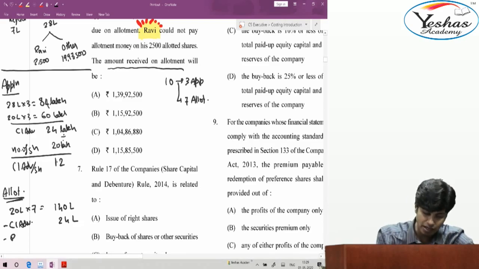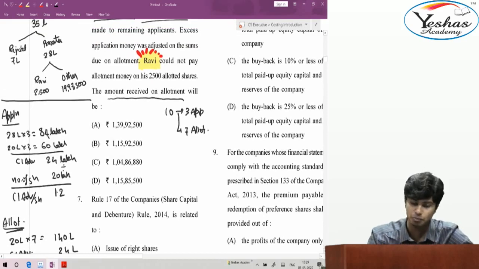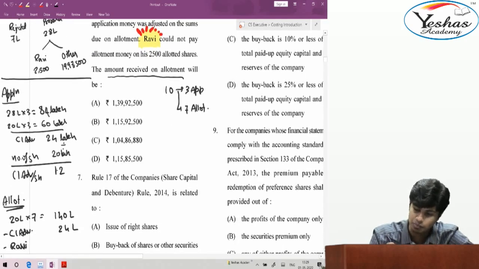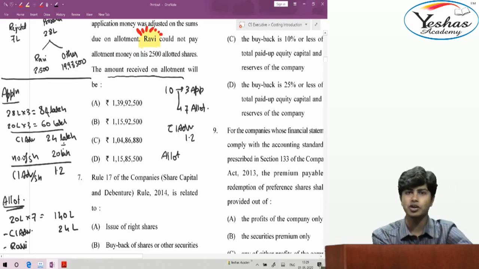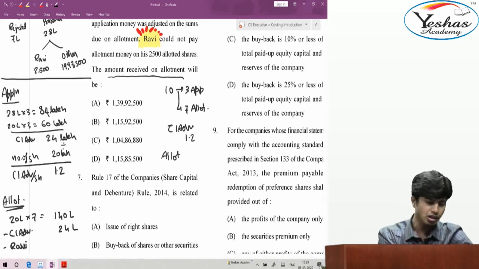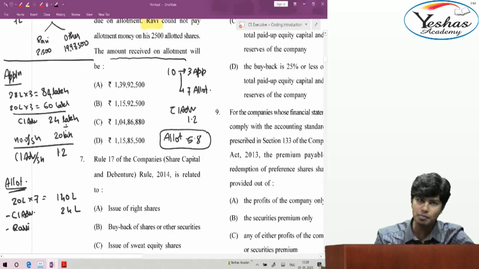24 lakh. And Ravi will not pay. Ravi will not pay allotment money. They have given that Ravi could not pay allotment money. How much is Ravi supposed to pay? See, not just Ravi, any person is supposed to pay 7. Out of that, calls in advance already there is 1.2. So amount payable on allotment will be 7 rupees. Out of that, every shareholder would have paid 1 rupee 20 paisa in excess for each share. If I subtract 1.2 from that, 5 rupees 80 paisa is supposed to be paid on allotment. He will not pay 5 rupees 80 paisa.